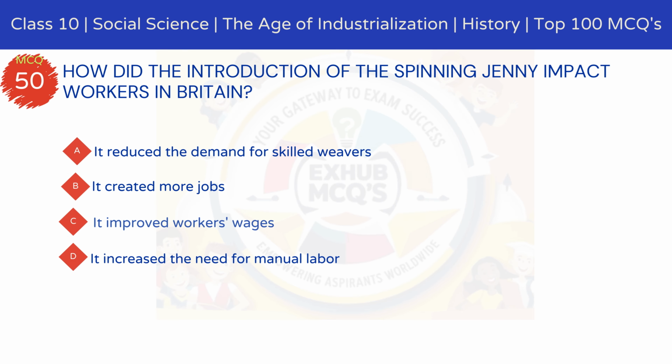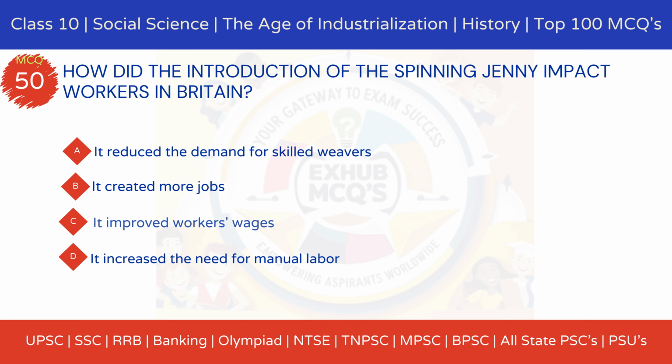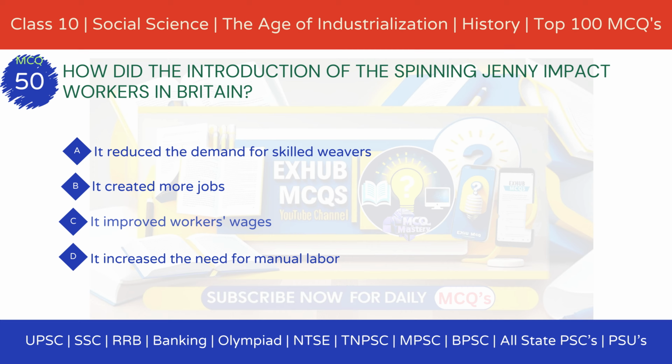MCQ 50. How did the introduction of the spinning jenny impact workers in Britain? Option A. It reduced the demand for skilled weavers. Option B. It created more jobs. Option C. It improved workers' wages. Option D. It increased the need for manual labor.